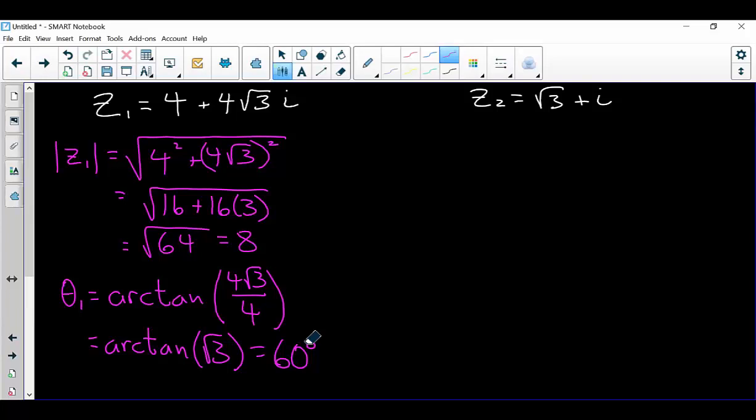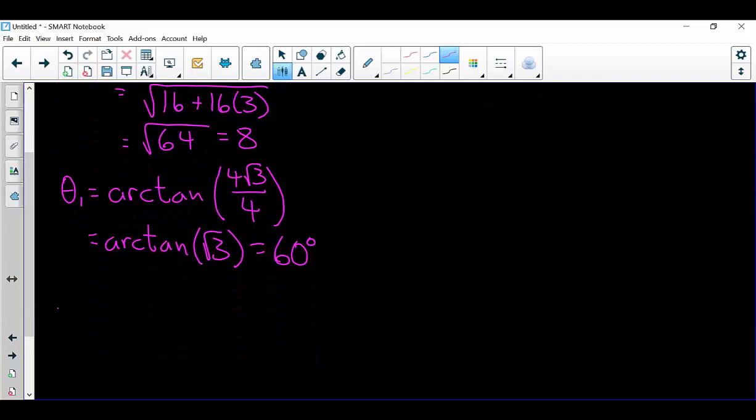Yeah, from the unit circle, because on the unit circle, sine is square root of 3 over 2, cosine is 1/2, so square root of 3 over 2 divided by 1/2 is the square root of 3. Okay. Now, that being the case, we can now write our complex number.